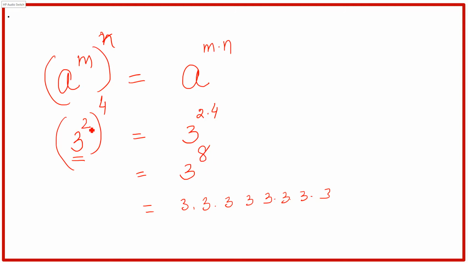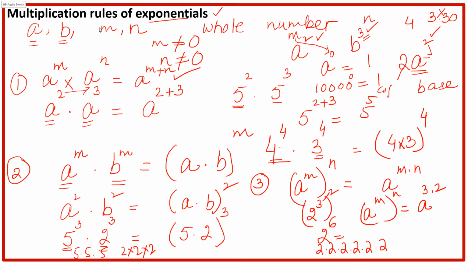But if you have an exponent and then a whole exponent, you have to first multiply the exponents and then you can solve the problem. So these are the three multiplication rules of exponentials. First is a power m multiplied by a power n. If the bases are the same, you have to add the powers. If the bases are not the same, you have to write down in parentheses the bases and the exponent. But if you have one exponent and then a whole exponent, you have to multiply the exponents and then you can solve the question.